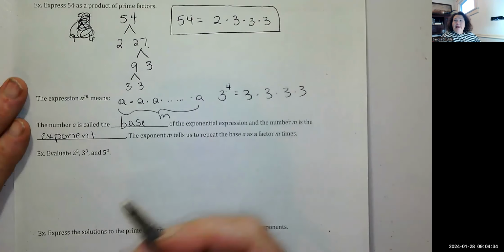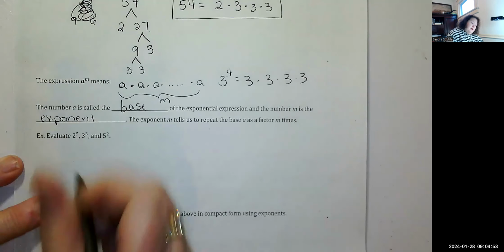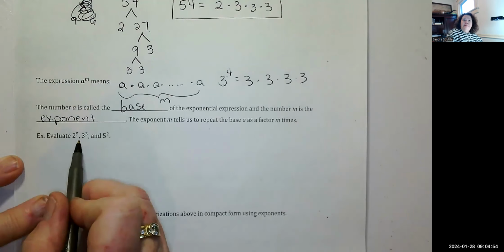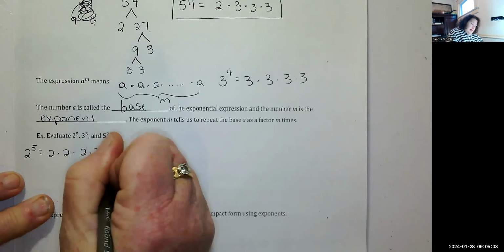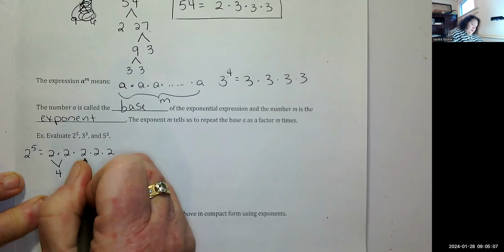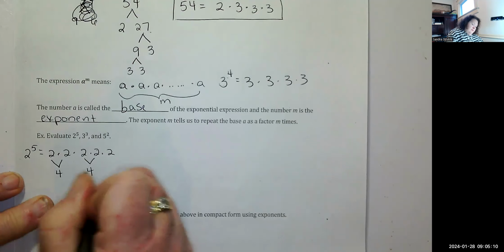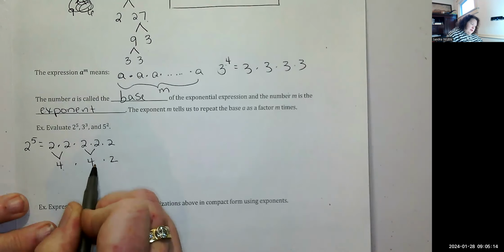So let's do 3 more. Let's do 2 to the 5th. So the base is 2, and the exponent is 5. So 2 to the 5th is equal to 2 times 2 times 2 times 2 times 2. 2 times 2 is 4. And then this 2 times 2 is 4. 4 times 4 is 16, times 2, and 16 times 2 is 32.